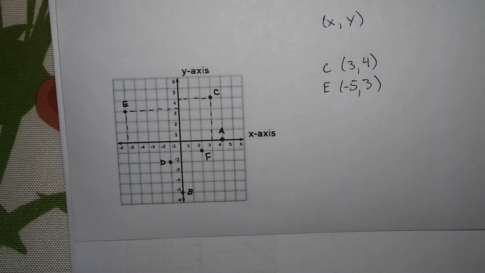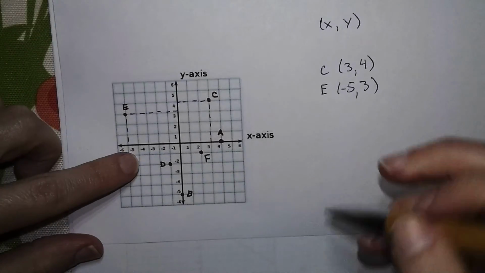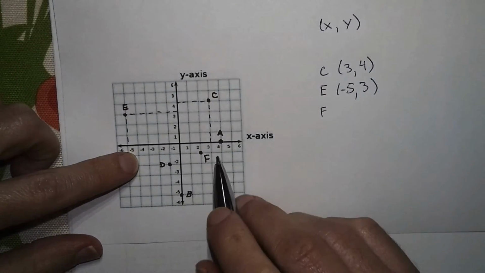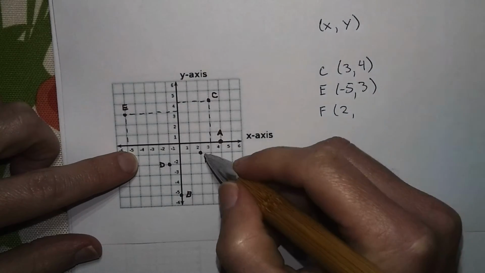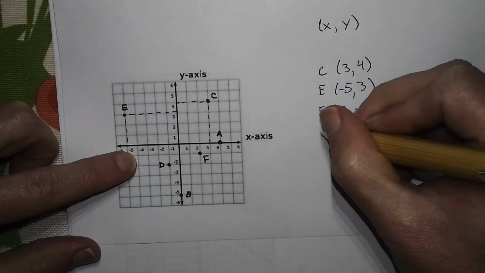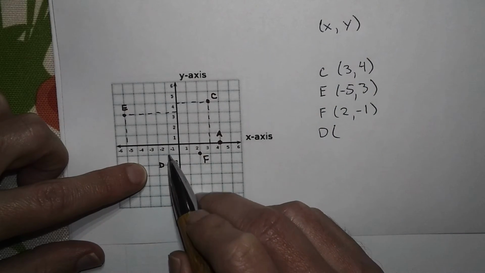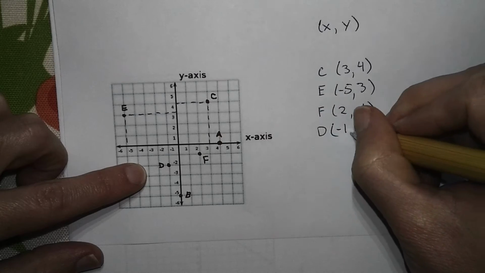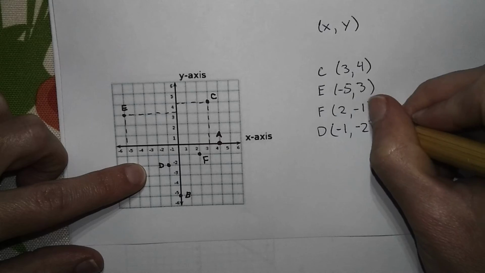If at any point you want to pause this video to try and do these ahead of me, feel free to. But let me go ahead and finish off these last two real basic ones real quick for you. Let me do F. Again, x goes to 2. And y to -1. Okay. D, x value first, -1, and y value, -2. Okay.